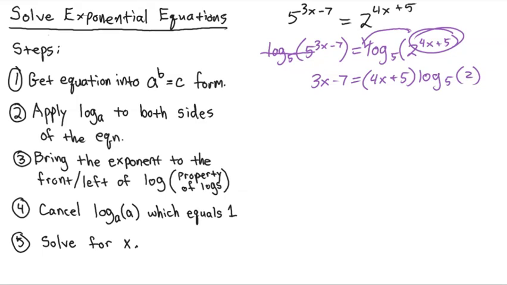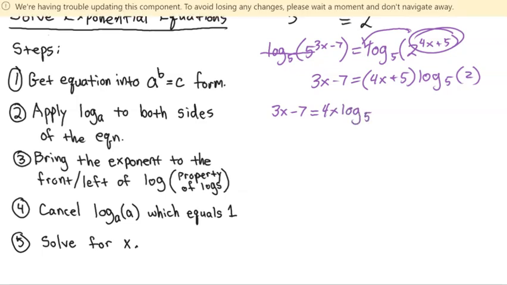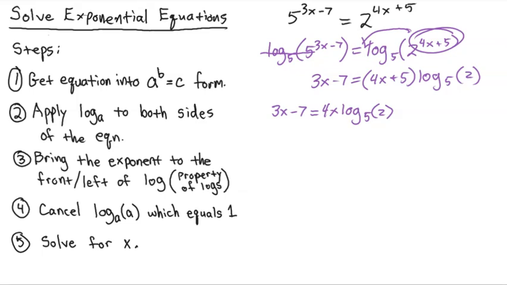So now we're going to have 3x minus 7 equals. We're going to distribute the log base 5 of 2 to the 4x, and we'll have 4x log base 5 of 2. Then we have plus 5, and now we have to distribute the log base 5 of 2 onto the 5, 5 log base 5 of 2. Like I said, it's a little messy.